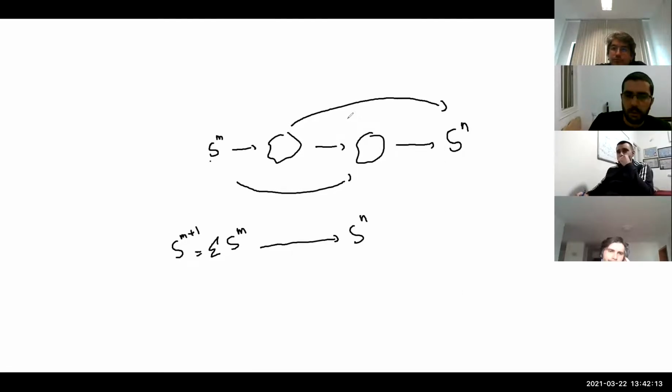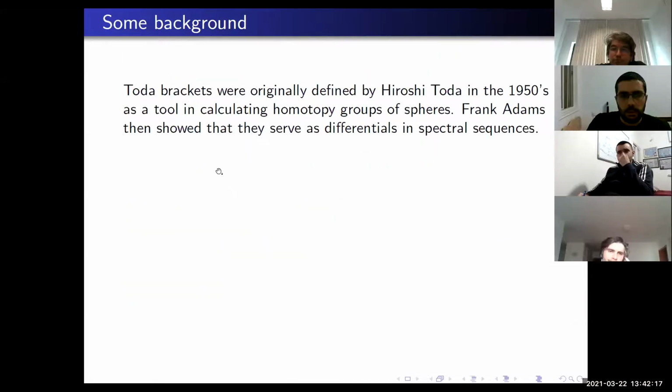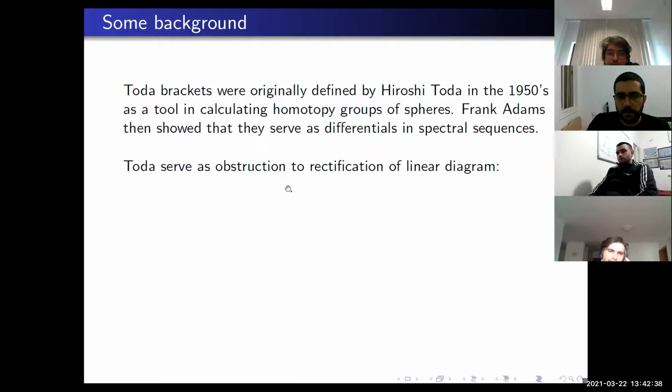Okay, I want to share it again. So, Toda was the first to define the Toda bracket, but afterwards Frank Adams used it as a differential in spectral sequences. But I want to show another application: the Toda bracket serves as an obstruction to rectification of linear diagrams.